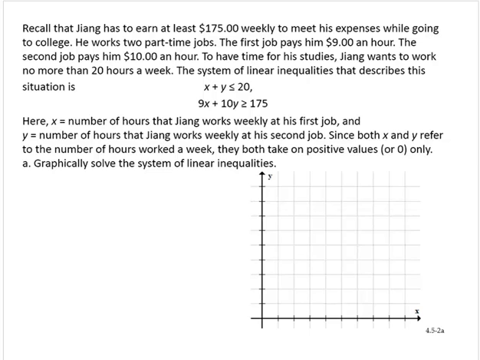x + y ≤ 20, and 9x + 10y ≥ 175, where x represented the number of hours that Jang worked weekly at the first job, and y was the number of hours that Jang worked weekly at the second job. And we make this note that since both x and y refer to a number of hours worked a week, they can only take on positive values or 0.